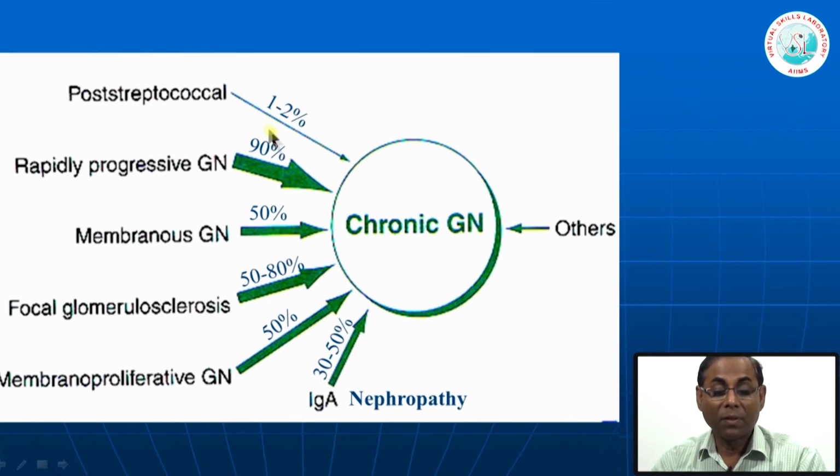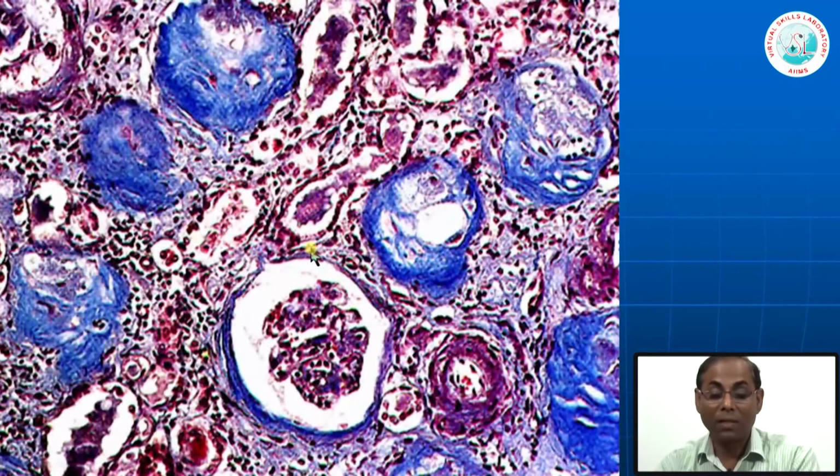Now, this diagram shows that around 1 to 2% of post-streptococcal glomerulonephritis can go to chronic glomerulonephritis. Rapidly progressive glomerulonephritis almost 90% can go if not treated or managed properly. Membranous glomerulonephritis 50% can go to chronic glomerulonephritis. Focal segmental glomerulosclerosis 50 to 80% will finally lead to chronic glomerulonephritis. IgA nephropathy around 30 to 50% progress to chronic glomerulonephritis. So, you see most of these glomerulonephritis may have a quite progressive course, except the post-streptococcal one, which is mostly reversible.